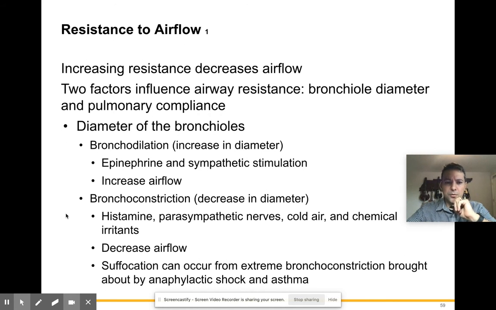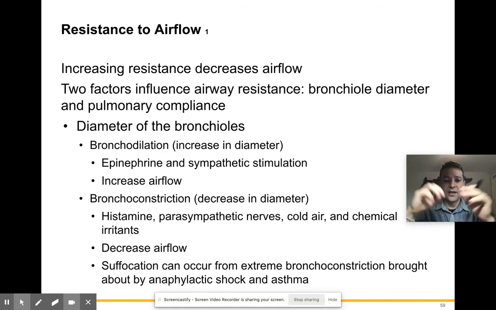Let's talk about how airflow can sometimes be restricted in different situations. When you increase resistance, you decrease the amount of air that can get into your lungs. That makes a lot of common sense. Two things can influence the resistance of air getting into your lungs: one is the diameter of your bronchioles, so how wide they are, how open they are, and the other is something that we call pulmonary compliance.